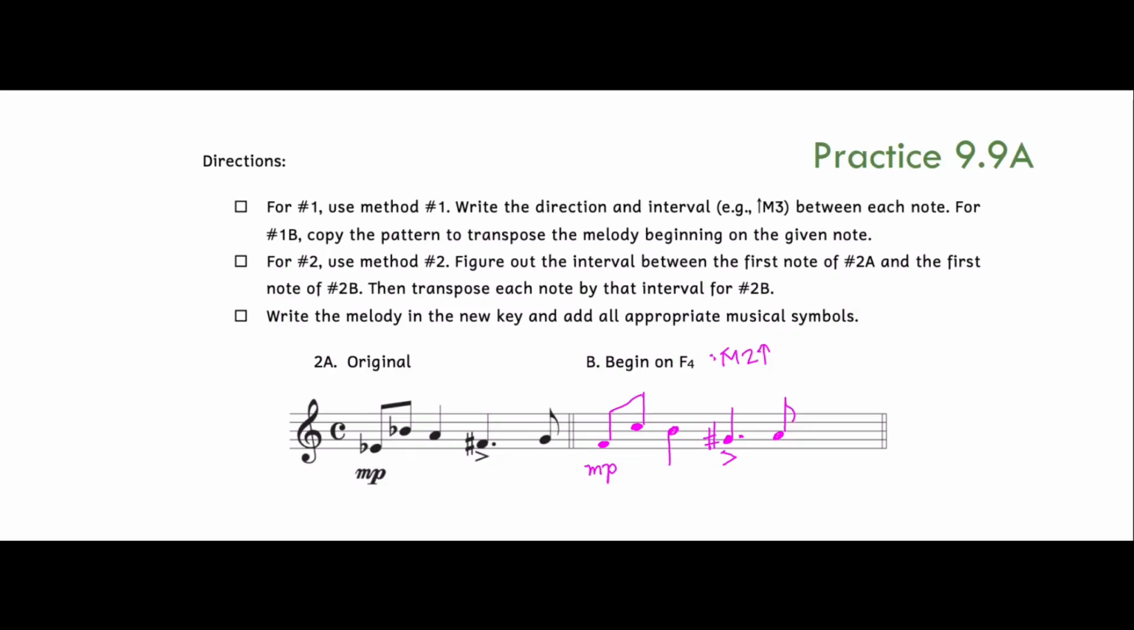All right, let's listen to this. Here's the original. And here is the melody beginning on F4. Okay, so we used both methods from this section to do intervallic transposition. If you'd like to review these methods, please reread section 9.9.